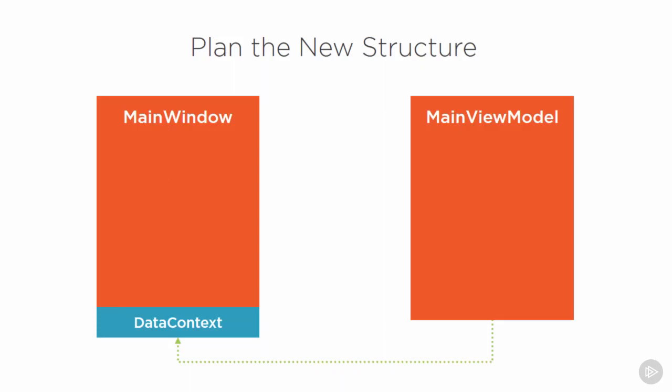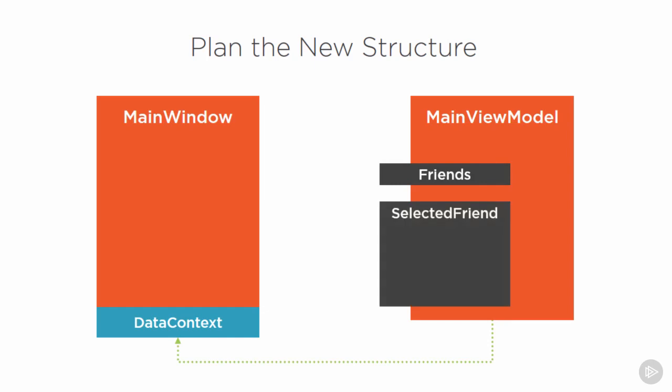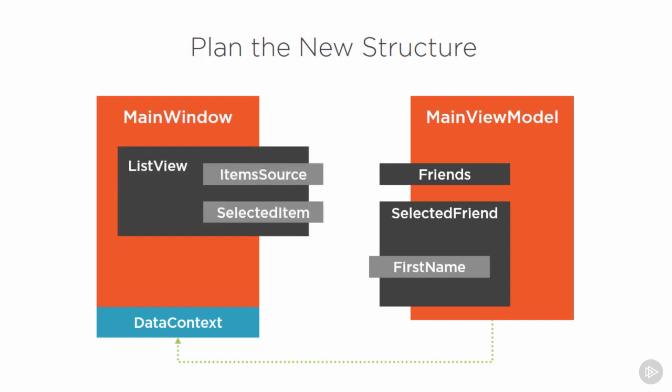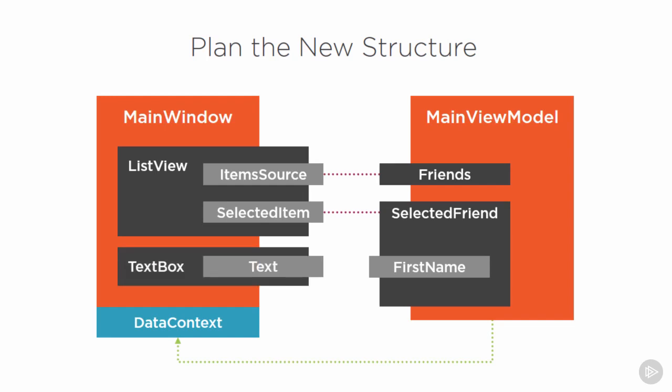So far, the friend organizer application has a single main window and a single main view model. The main view model contains the properties friends and selected friend. A selected friend has again different properties, like for example first name. In the main window, we have a list view, and its item source property binds to the friends property and the selected item property binds to the selected friend property. We have also text boxes that are bound to the specific properties of the selected friend.